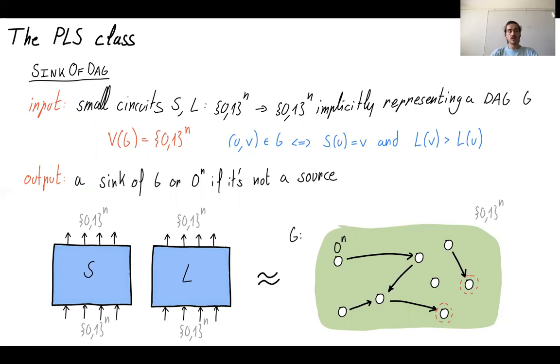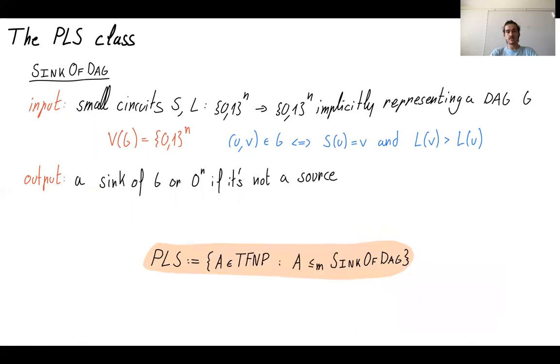Okay. And now that we have this problem Sink of DAG, which is in TFNP, we just define PLS as being the subset of TFNP which is reducible to Sink of DAG. And it's clear that Sink of DAG is complete for PLS.